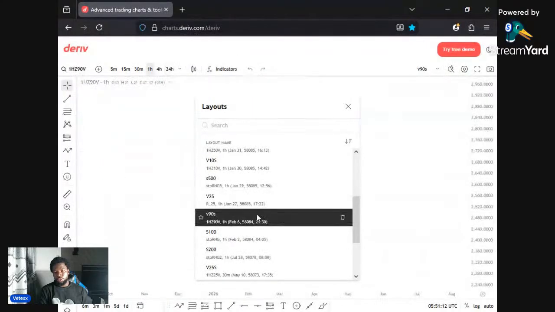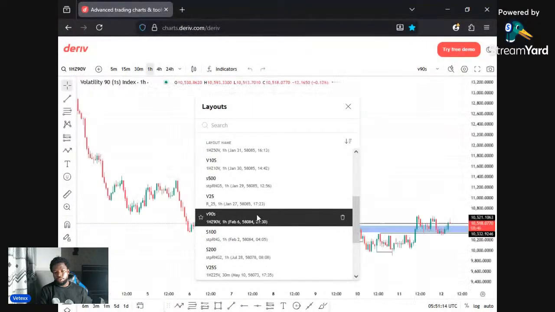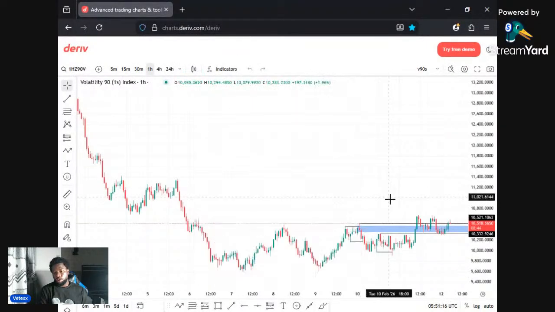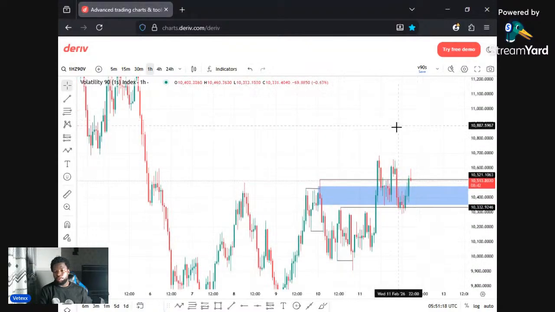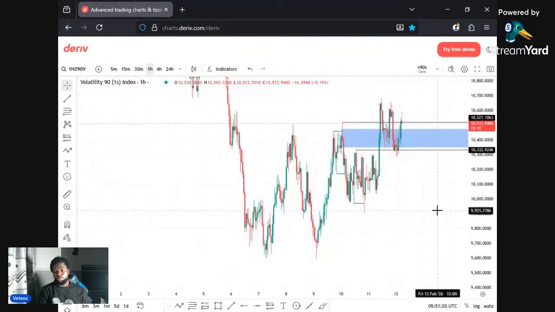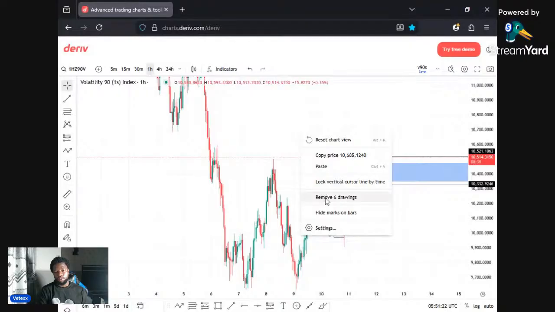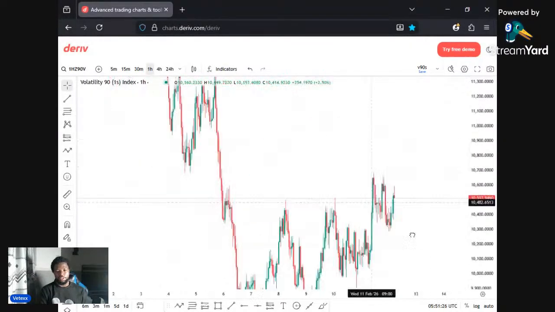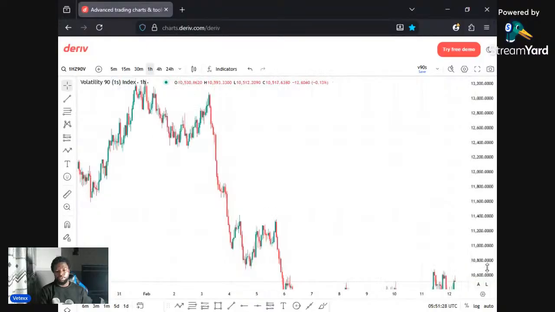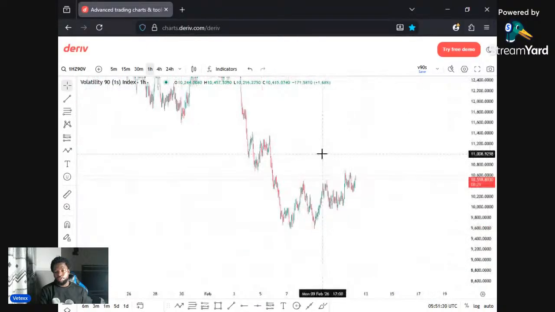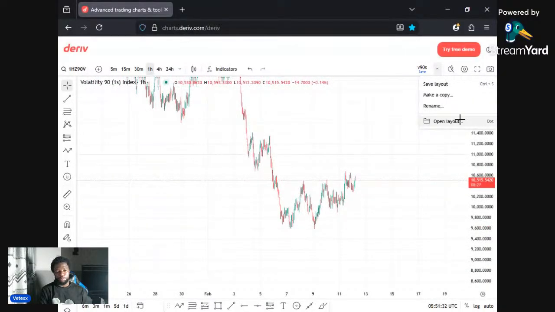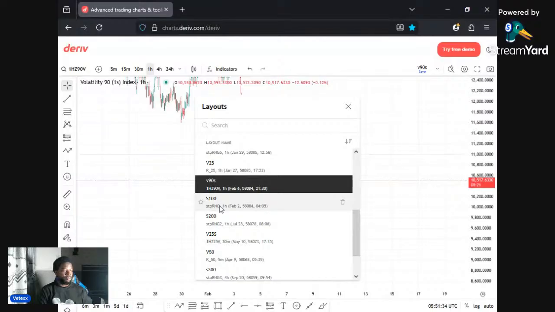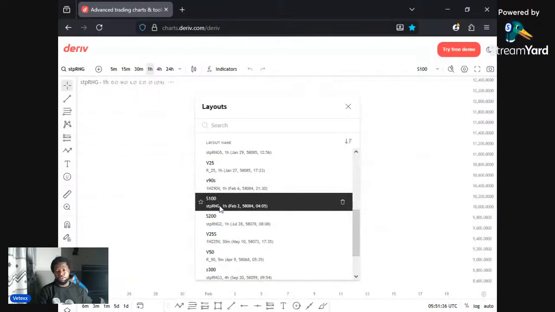Next pair is V90S. We also had a sell on V90S yesterday, but price just passed the point of interest, so it didn't give anything. So that is it about V90S. Currently we don't have anything on V90S. If anything shows up, I'm going to be updating you guys. And the next we have is Step 100.